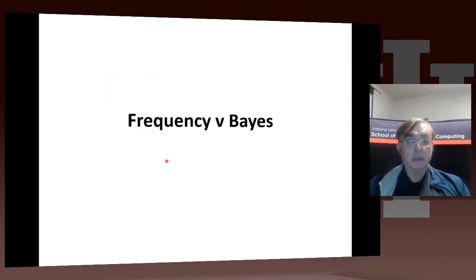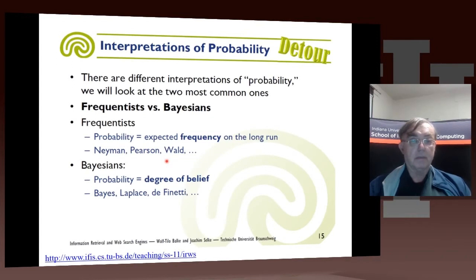So let's discuss that. This is a discussion of the difference between frequency and Bayes. If you look at probability, there are two ways of thinking about it. The simplest one is the expected frequency of something happening in the long run. So when the weather forecast says that there is a 30% chance of rain, that says that if we had 30 days like this, then in 9 of those days we would have rain, because that's 30% of 30. That's the frequency view.